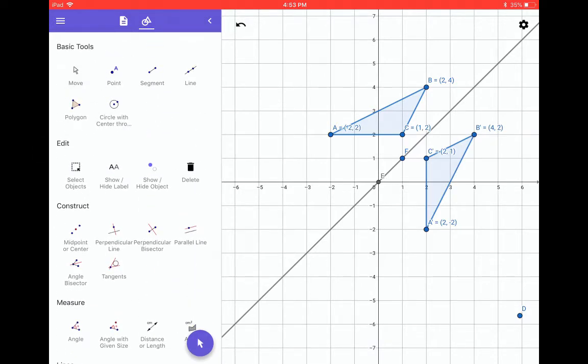So what do you notice about A, B, and C, and then A prime, B prime, and C prime? Well, I notice that for A to A prime, -2, 2 became 2, -2. B to B prime was 2, 4, and then 4, 2. So what I'm seeing here is that the x becomes y and the y becomes x. That is always going to be true when you reflect a pre-image or a figure across the line y equals x. You need to make note of that. When you reflect an image across the line y equals x, the x will become y and the y will become x.